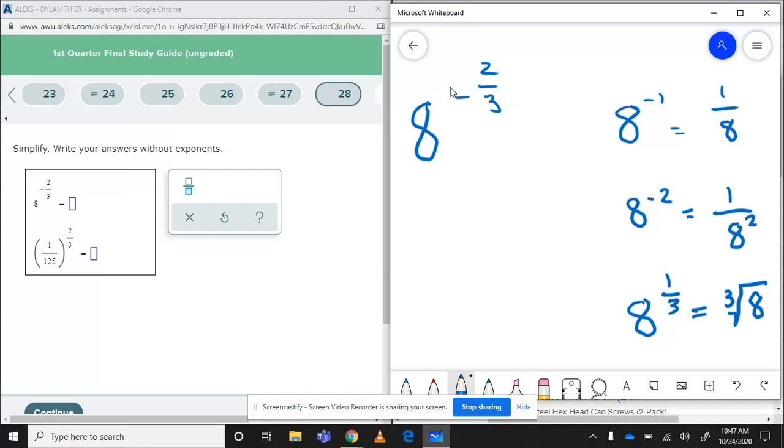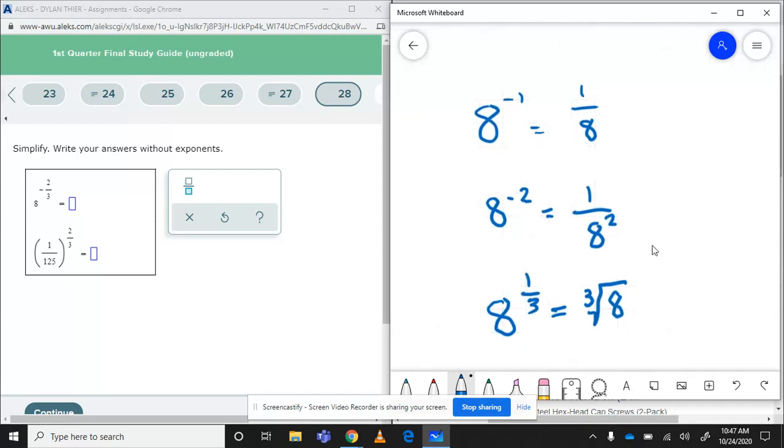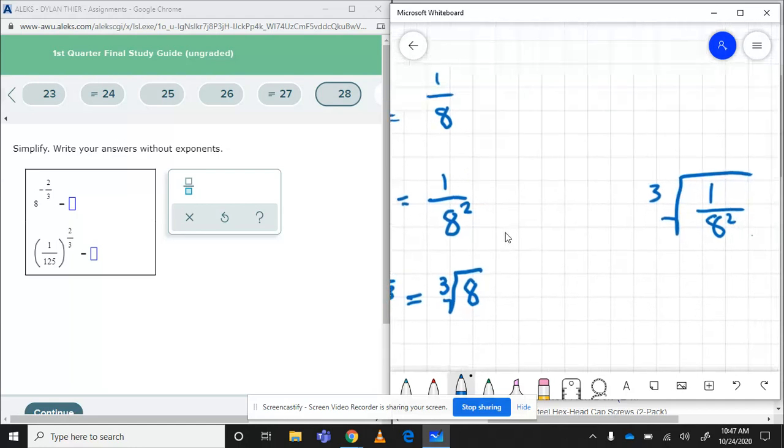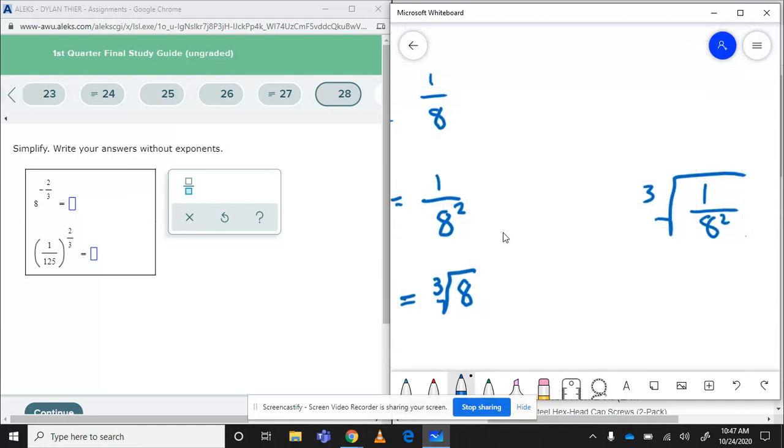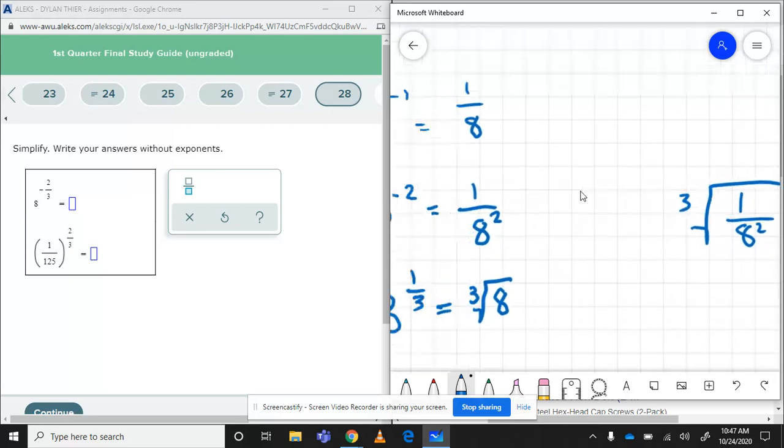So if we want to combine a few of these things, we have a negative number and we have a fraction. And we have a number on top of that fraction. So for example, like we don't have a 1 here. So if we were going to combine these two, 1/3 and -2, we're going to multiply those things to get -2/3. When we multiply these exponents, we end up just kind of combining them like this. So we get the cubed root of 1 over 8 squared.